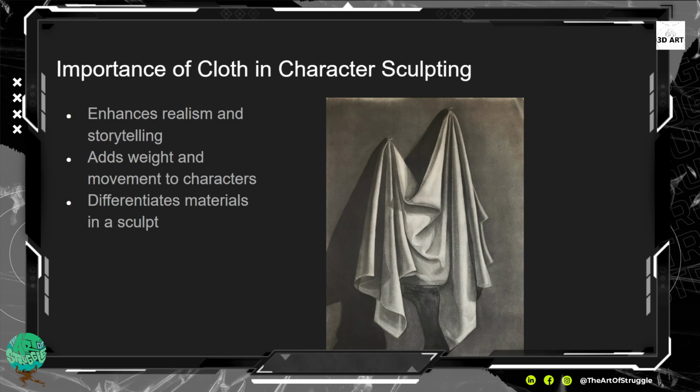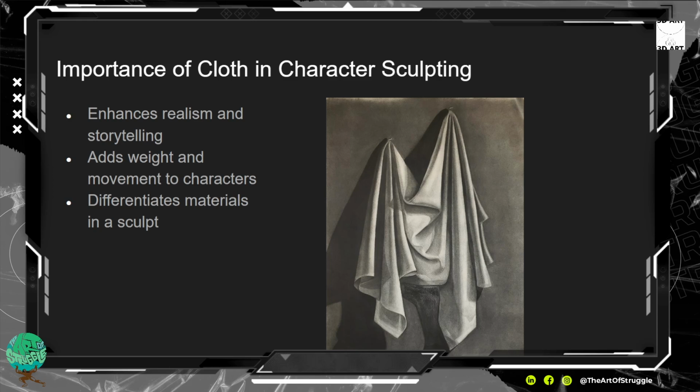So they tell different stories and help enhance our characters. It adds weight and movement to our characters. It differentiates materials in the sculpt, right? I was talking about, you can have chainmail, you can have burlap, you can have cotton, weave, silk. They all behave differently under gravity, tension, compression. Those types of things all affect how our cloth and drapery will react.